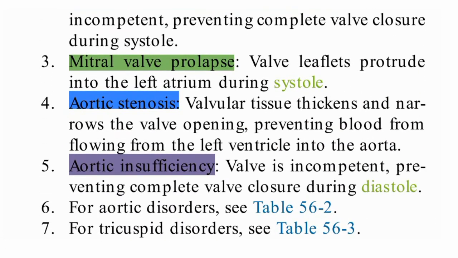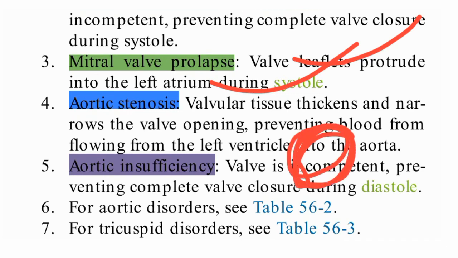And mitral valve prolapse: the valve leaflets protrude into the left atrium during systole. So mitral valve prolapse will occur during systole. The mitral valve, on the left side, will prolapse into the left atrium, so that is called mitral valve prolapse.